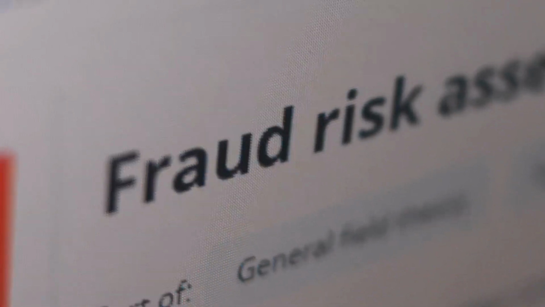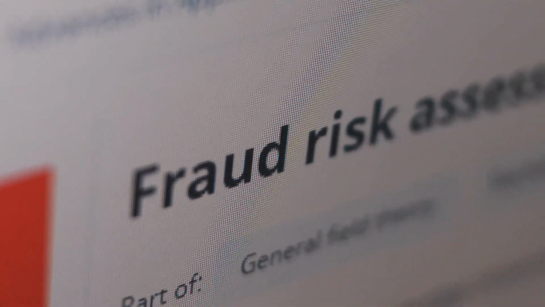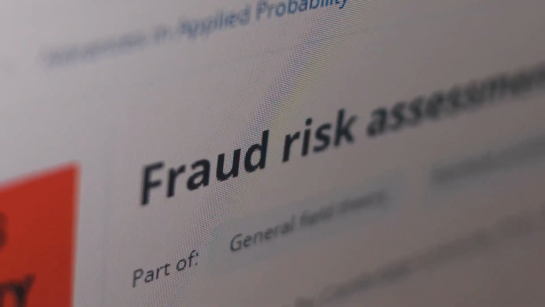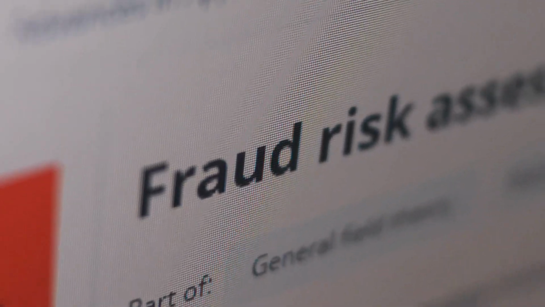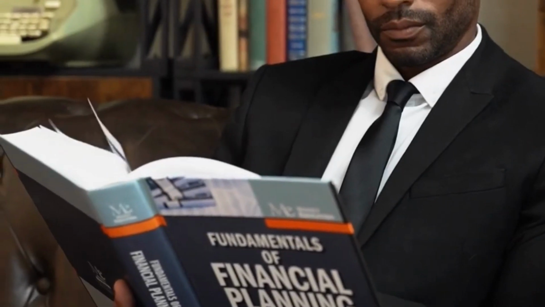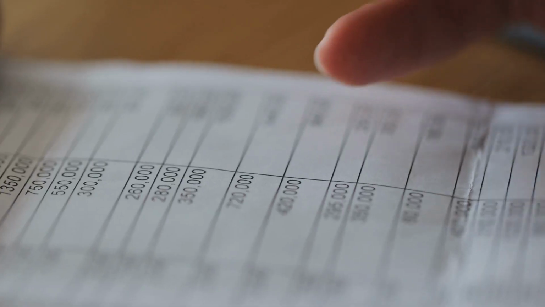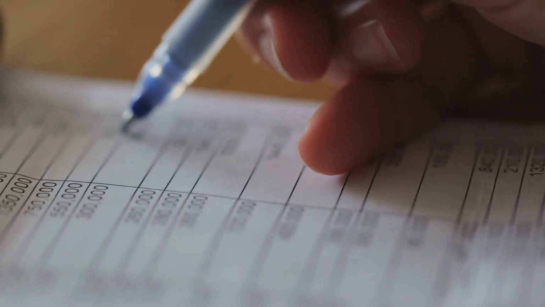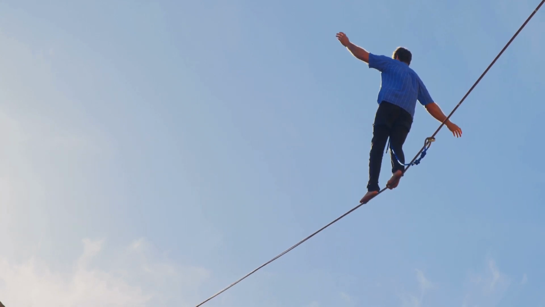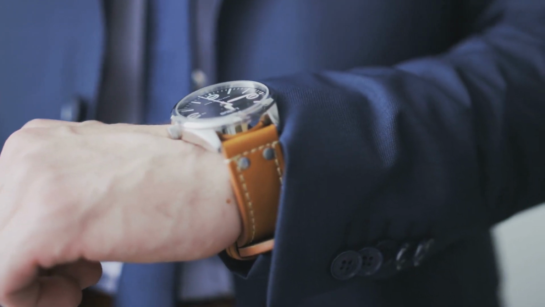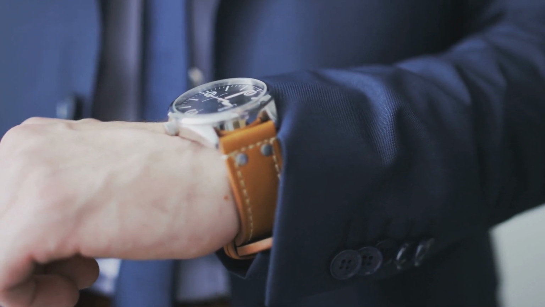Then there's the potential for management override of controls. This is where things get really juicy because even with the best internal controls in place, there's always the risk that someone in a position of power could say, you know what, let's just skip those pesky rules and cook the books a little. And let's not forget about the ever-changing accounting standards. It's like trying to hit a moving target while riding a unicycle on a tightrope. Just when you think you've got a handle on the rules, they change again, leaving you teetering on the edge of a financial faux pas.